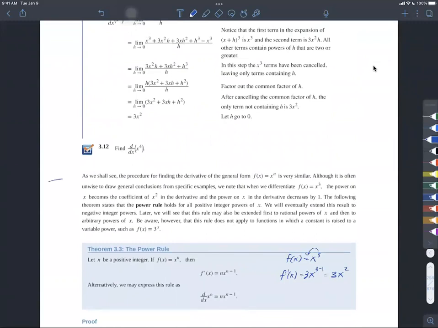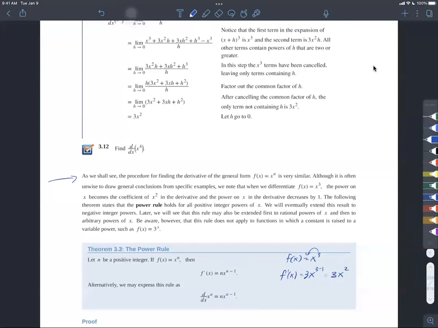So let's read this paragraph. It says, as we shall see, the procedure for finding the derivative of the general form f of x equals x to the n is very similar. Although it is often unwise to draw general conclusions from specific examples, we note that when we differentiate f of x equals x cubed, the power on the x becomes the coefficient of x squared in the derivative, and the power on x in the derivative decreases by 1. The following theorem states that the power rule holds for all positive integer powers of x. We will eventually extend this result to negative integer powers.